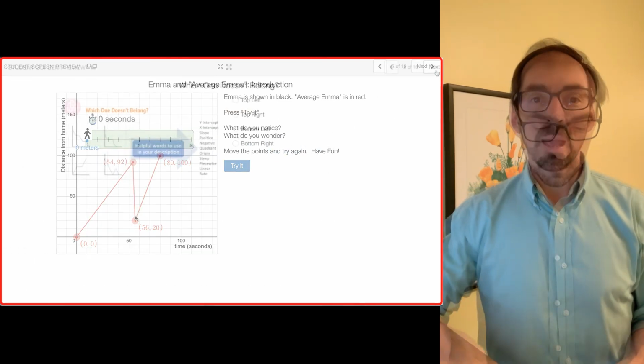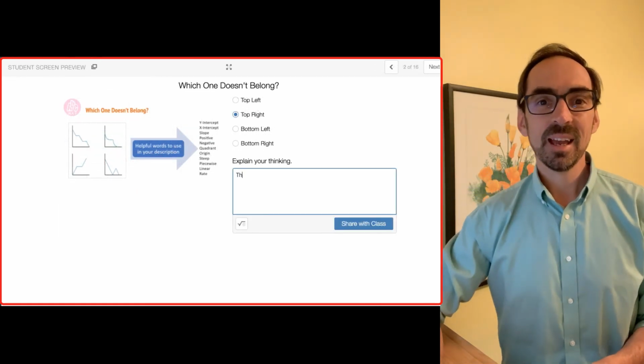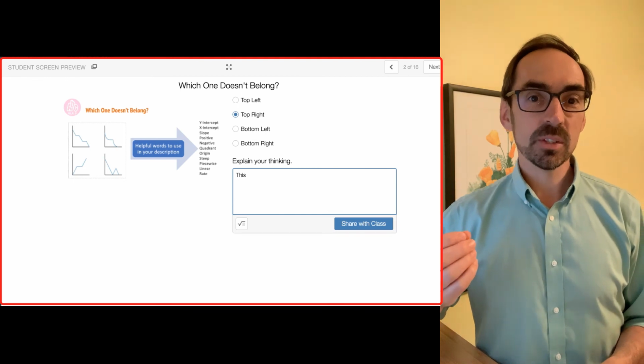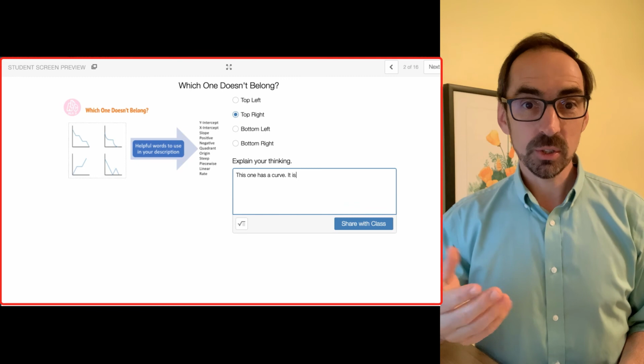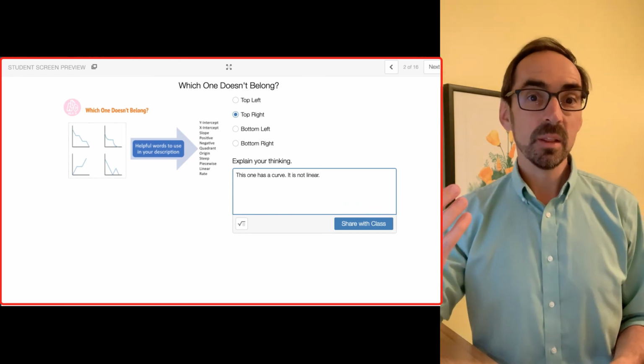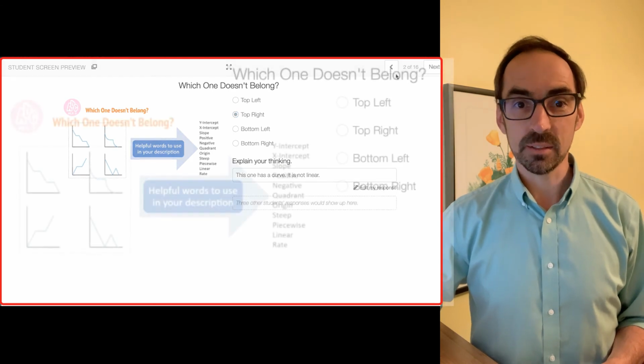about rates of change. As usual, this activity starts with the routine, which one doesn't belong. And in this activity, we've given the students 4 piecewise functions to reason about. This is intentional because this will foreshadow the types of graphs that students are going to see in the Emma's average rates of change activity.